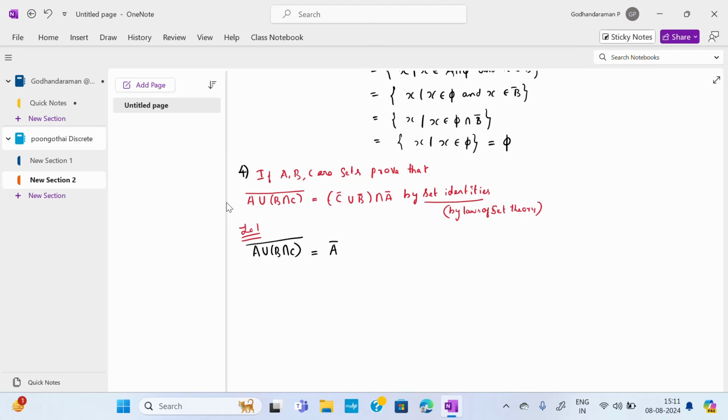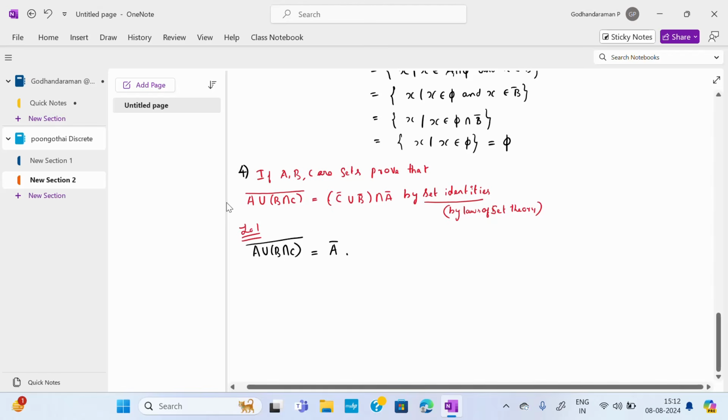So when I write it, for example A union B is nothing but A bar intersection B bar. So that way I have to write it: A bar intersection (B intersection C) the whole bar. This fully is like A union B, so like this only I can write it, A bar intersection B bar. By which law do you write it in a bracket? By De Morgan's law.